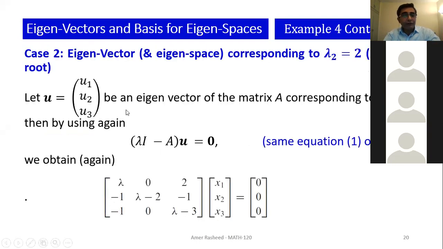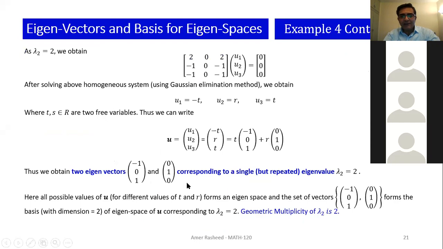Now, if we find the eigenvectors corresponding to lambda 2 is equal to 2, we can see that here we get 2 vectors corresponding to lambda is equal to 2. So what is the geometric multiplicity of lambda 2 is equal to 2? It has geometric multiplicity equal to 2, because corresponding to lambda is equal to 2, we get 2 eigenvectors.